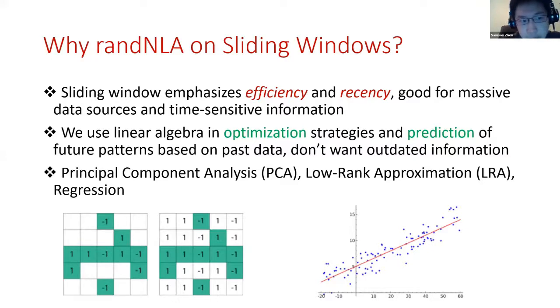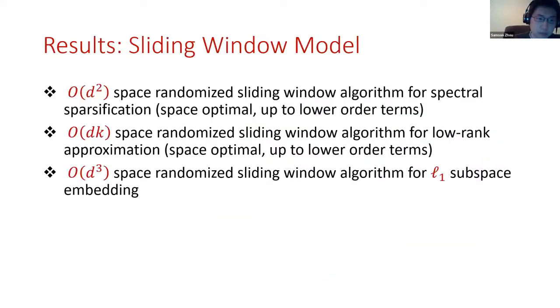As I already mentioned, the sliding window model emphasizes efficiency and recency. We already use linear algebra in strategies based on optimizing and predicting future patterns from past data. But we don't want to use outdated information, so it seems natural to consider linear algebra in the sliding window model. We give the first sliding window algorithms for spectral sparsification, low-rank approximation, and L1 subspace embeddings. These algorithms are all time efficient, and furthermore, for the first 2 algorithms, they're space optimal up to lower order terms.